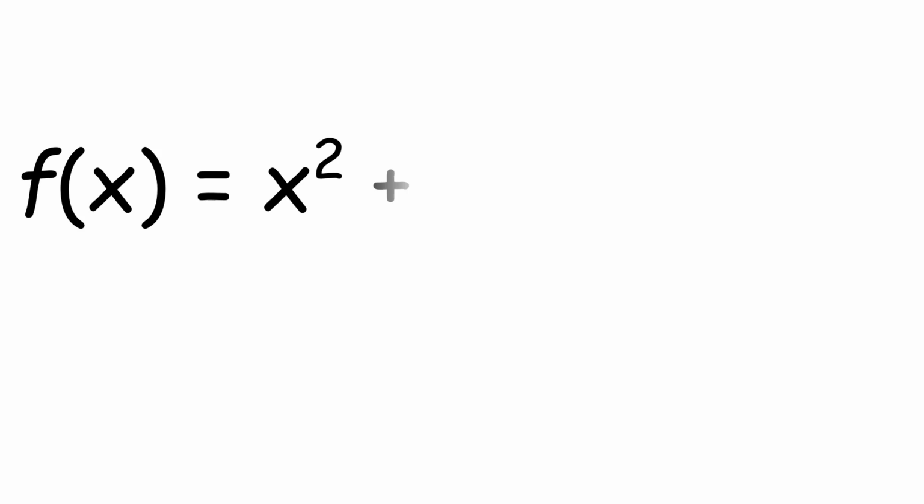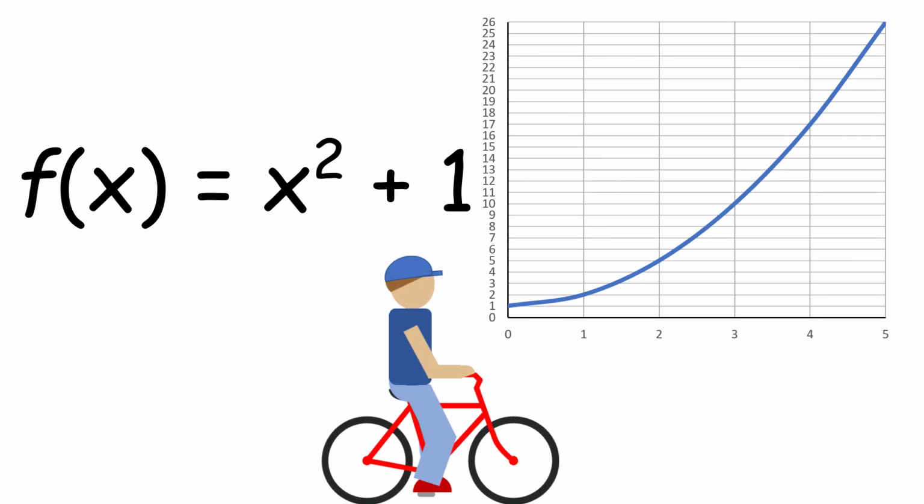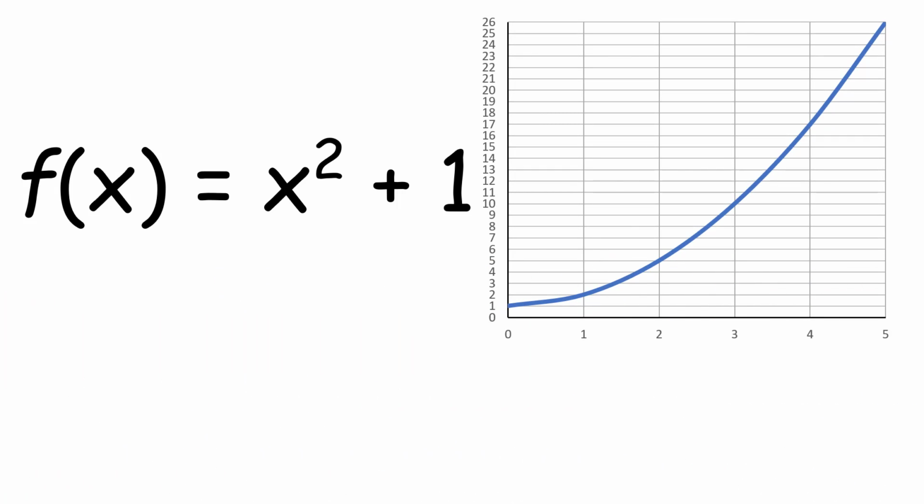So we can find the velocity of our cyclist if we assume they're travelling at a constant speed. But what if the function for distance travelled in a given time looks like this? When we look at the chart for this function, you can see that it's curved. The cyclist is not travelling at a constant speed, they're accelerating.